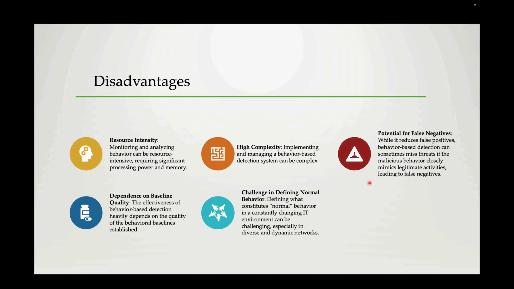Now, potential for false positives. Well, we know that it reduces false positives. However, this system can sometimes miss threats if the malicious behavior closely mimics legitimate activities, leading to false negatives. Dependence on baseline quality is extremely important. The effectiveness of this type of system depends on the quality of the baseline rules established. Poorly defined or outdated baselines can lead to both false positives and false negatives.